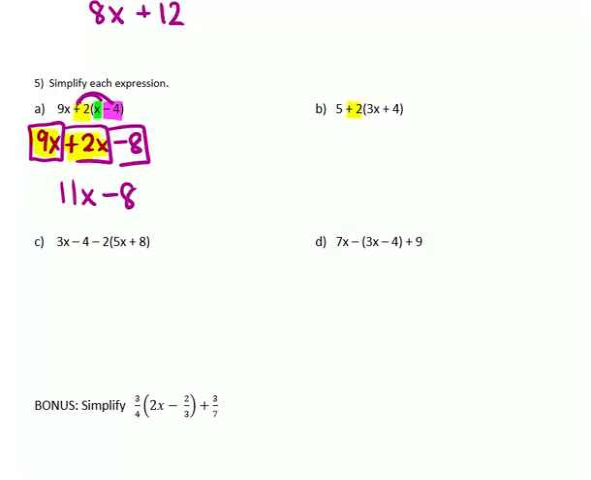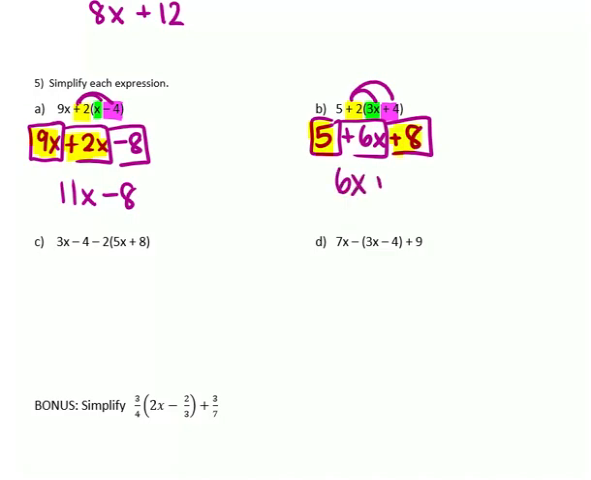In the next one, I can distribute the positive 2 to the 3x and the positive 4. Positive 2 times a positive 3x is a positive 6x. Positive 2 times a positive 4 is a positive 8. Bring down that 5 out front. We have a 5, a plus 6x, and a plus 8. I can put together my 5 and my 8. So my final answer would be 6x plus 13.